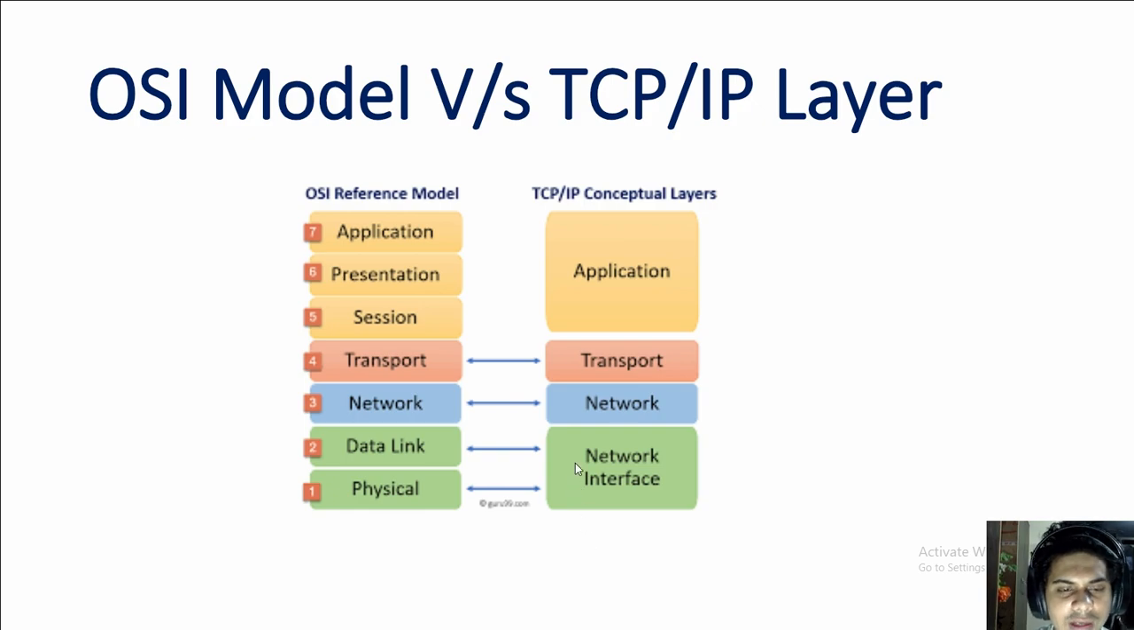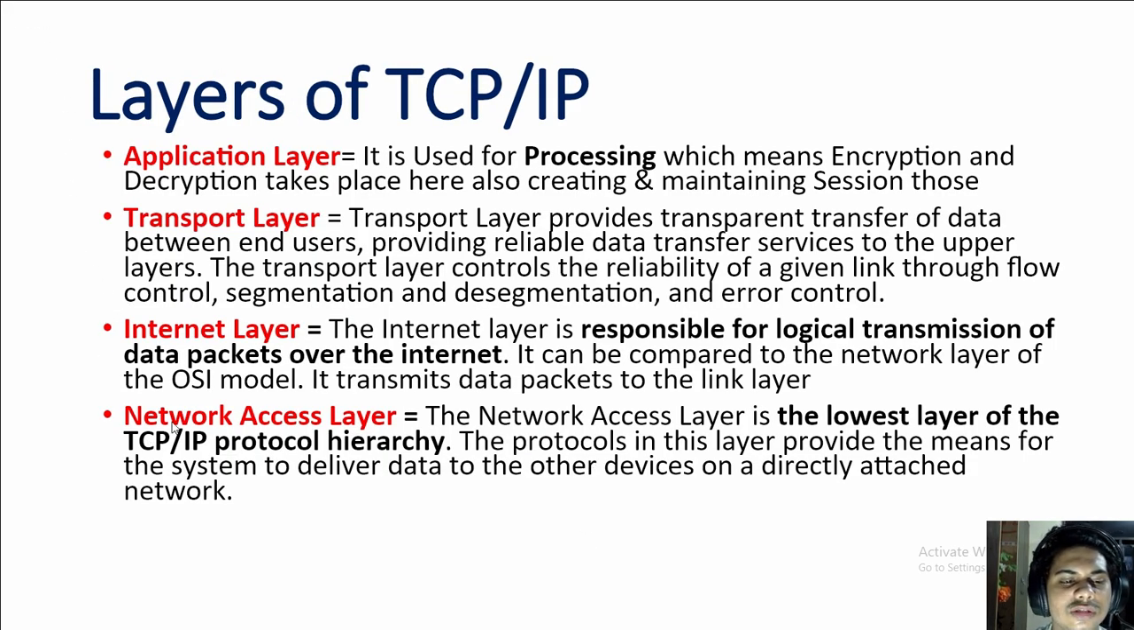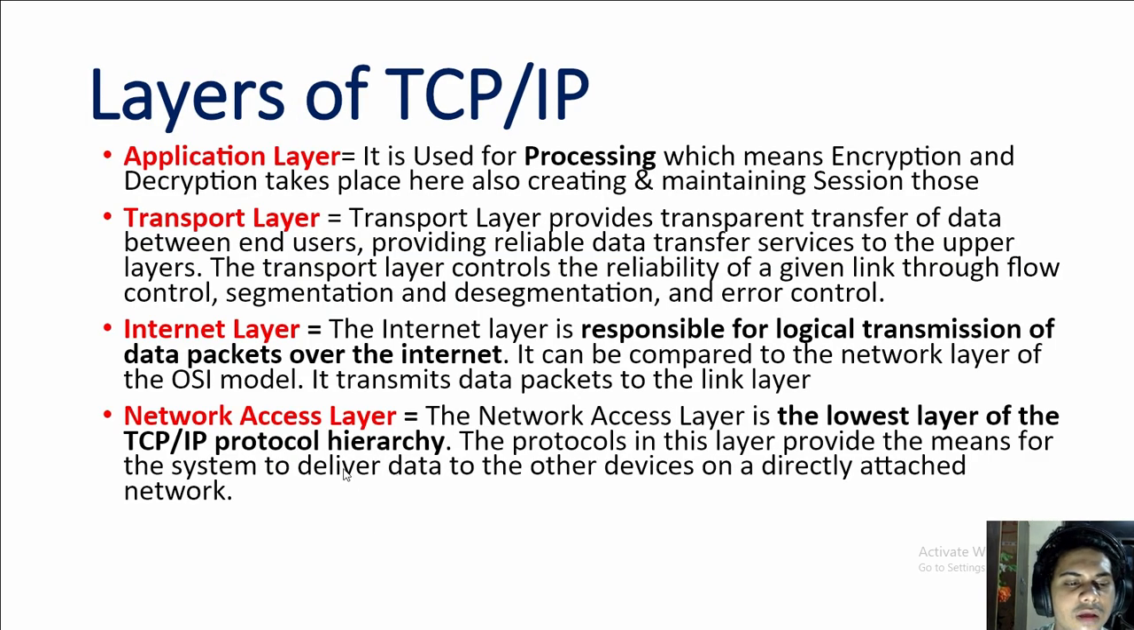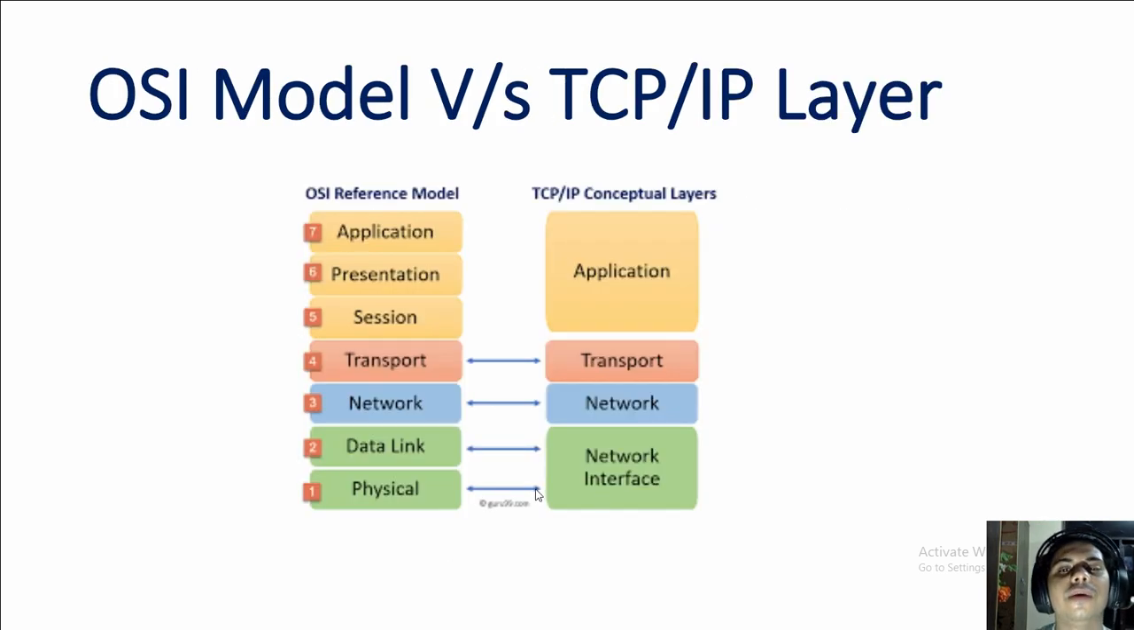Now let's talk about the last layer, which is the network access layer. The network access layer is the lowest layer of TCP. As you already see here, it is the lowest layer from the sender side, but from the receiver side it is the first layer. The protocol in this layer provides the means for the system to deliver data. I already showed you in my OSI model video that the data link layer does that.